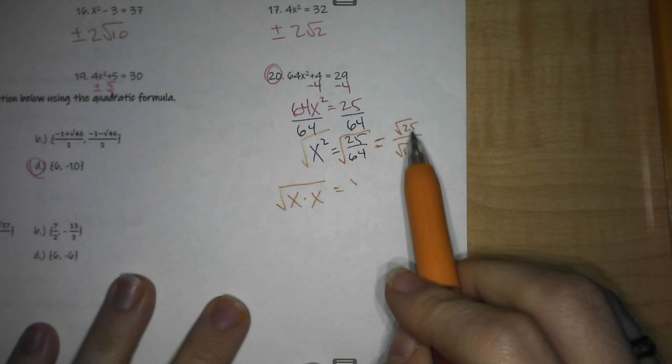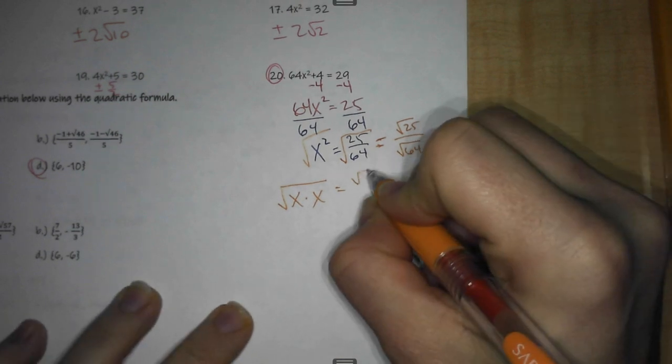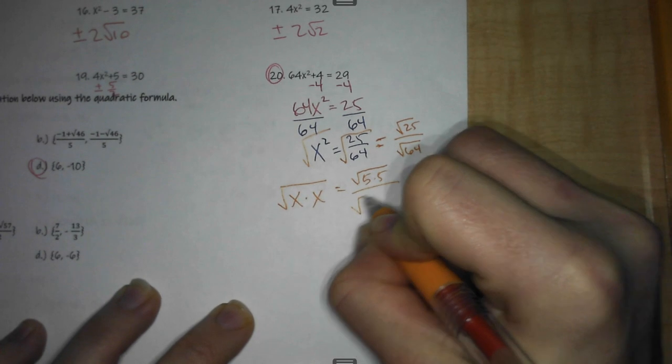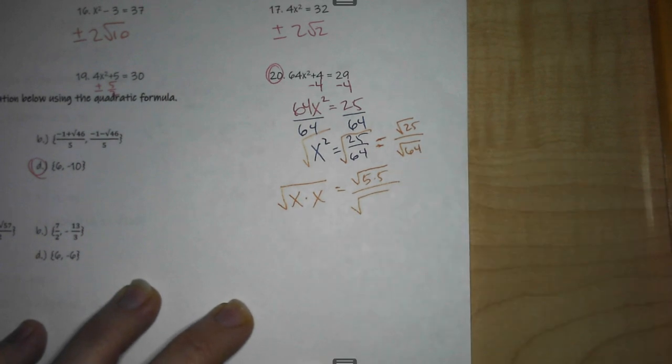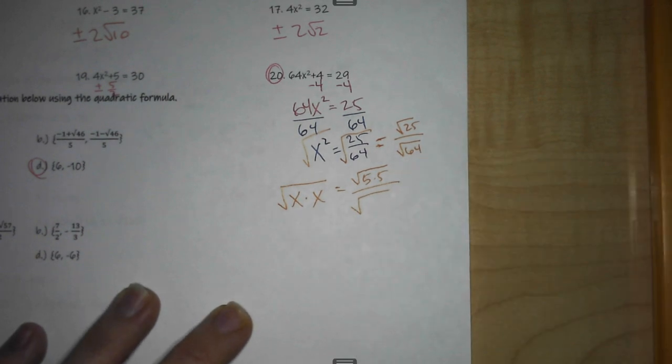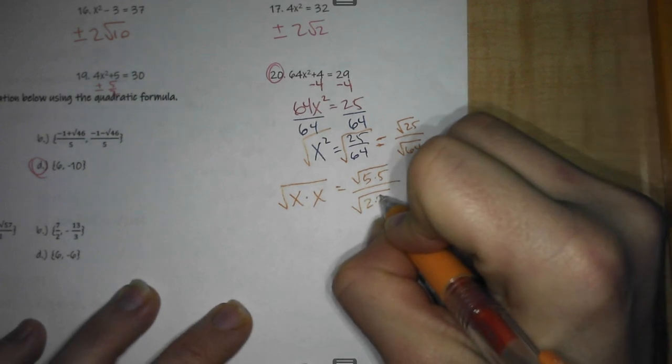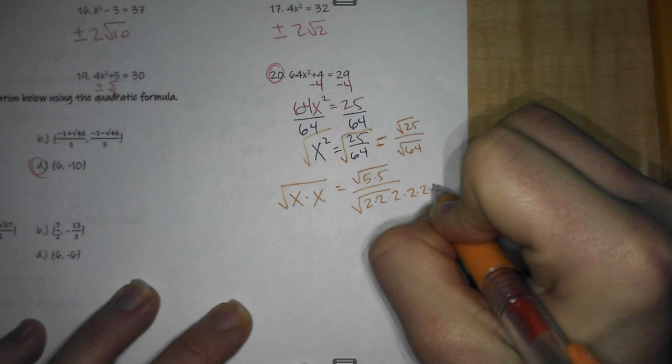So what are the prime factors of 25? If I don't know off the top of my head, I can put that into the calculator, but that is 5 times 5. And my factors of 64 are six 2's.